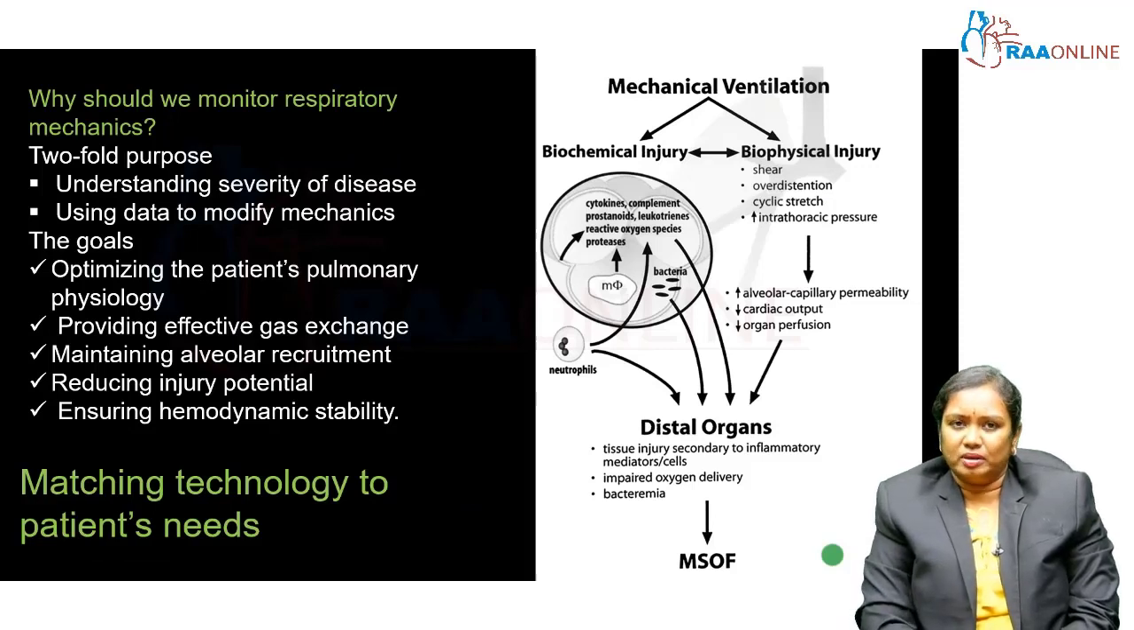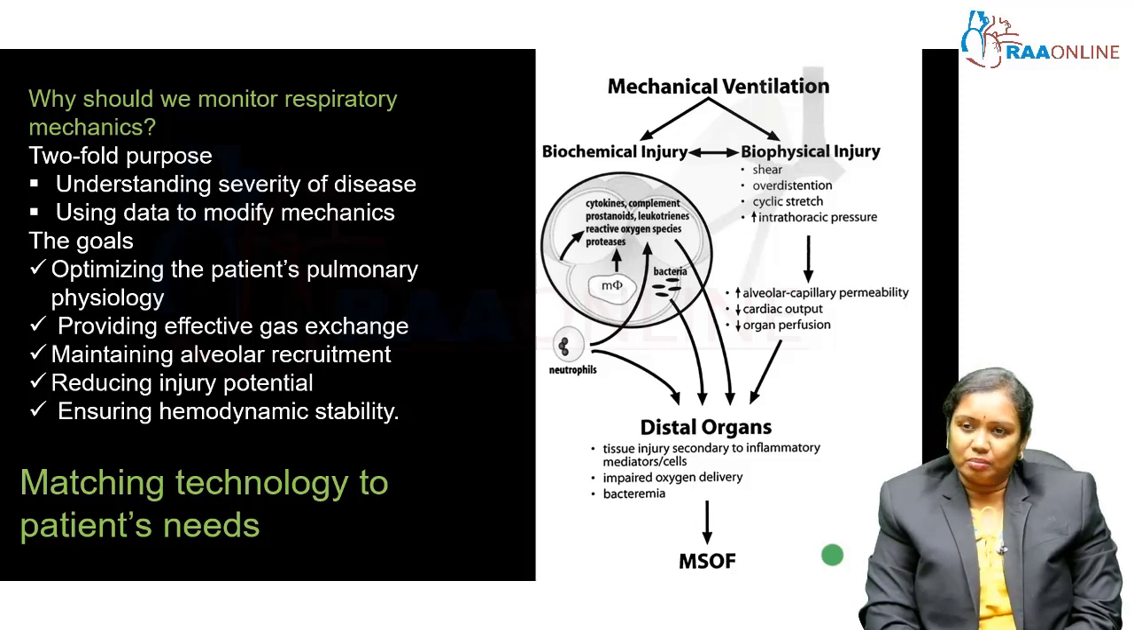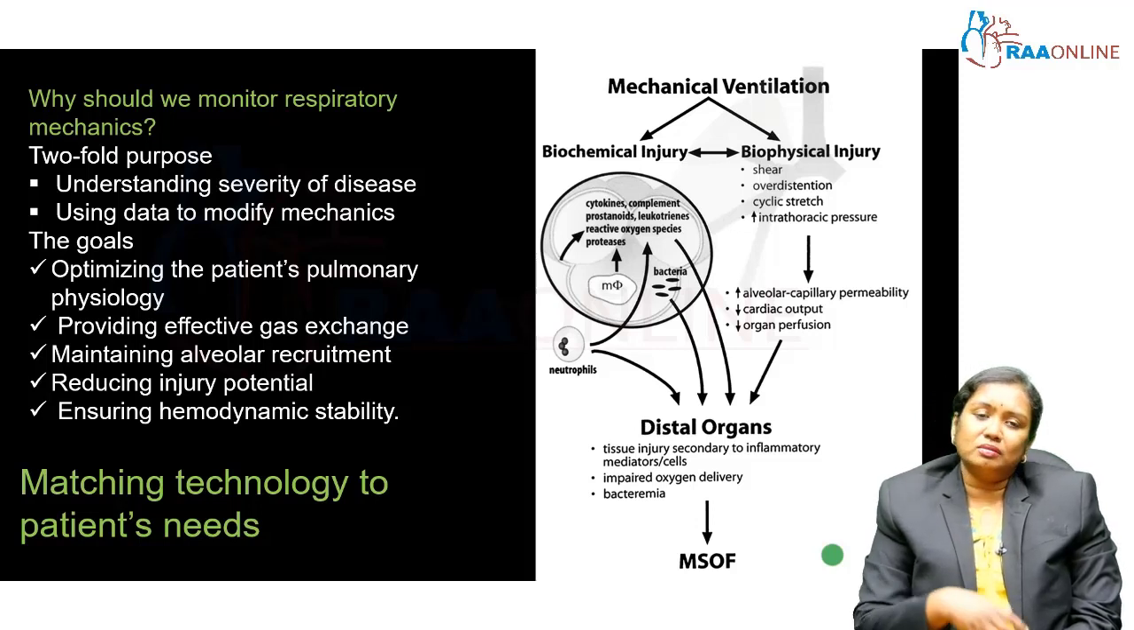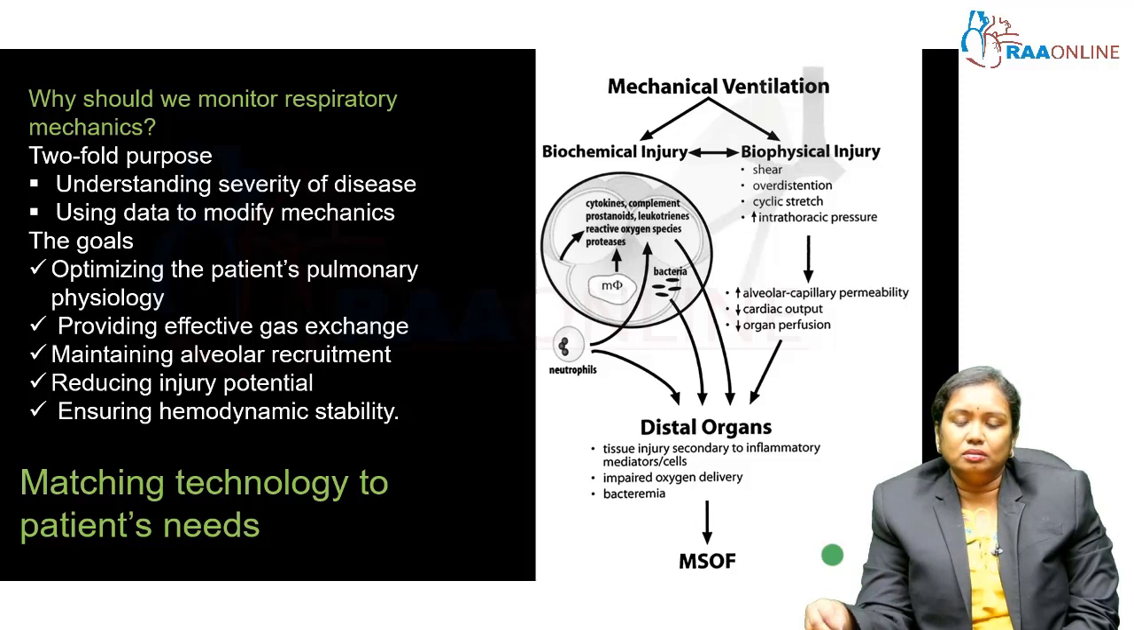So, why should we monitor respiratory mechanics? As I already said, it has a twofold purpose. One is to understand the severity of the disease. How severe is the lung disease? How much has it affected the lung compliance? What is the resistance? The other purpose is to modify the inputs which we give through the ventilator, to modify the support which we give to the lung based on the values of the respiratory mechanics which we have measured. So, the twofold purposes are to understand the severity and to use the data to modify inputs further.